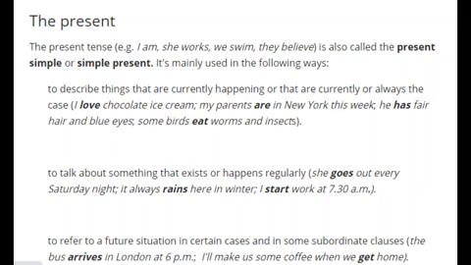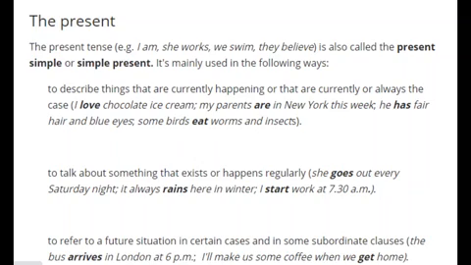Now present tense is also used to talk about something that exists or happens regularly. Point to be noted, things that happen or exist regularly, that means every time, at that time also we use the present tense. See the sentences. She goes out every Saturday night. It always rains here in winter. I start work at 7:30 a.m. These are sentences in which we are saying how the work goes on every time.